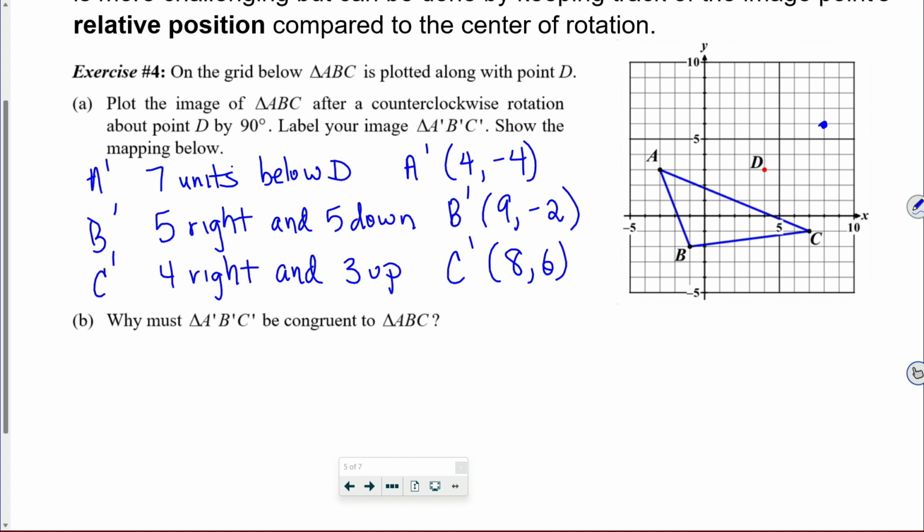I can actually leave that here this time. All right, and plot all the rest of them. A prime is at 4, comma, negative 4.